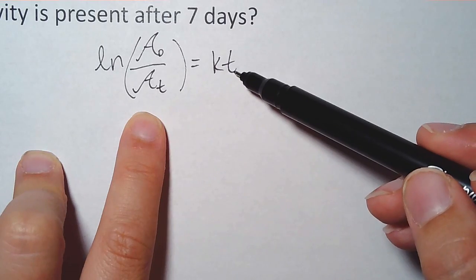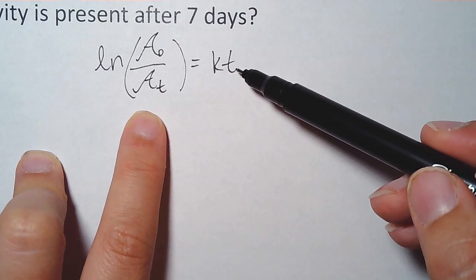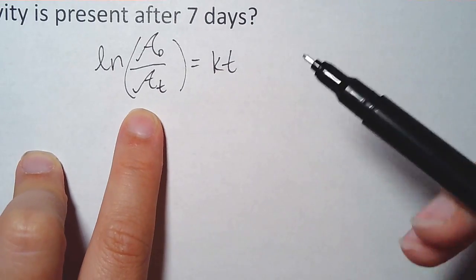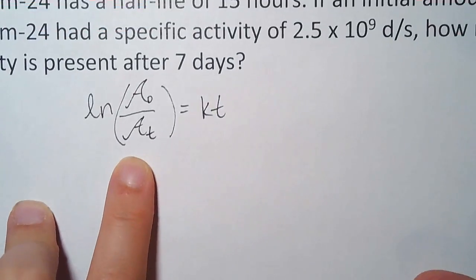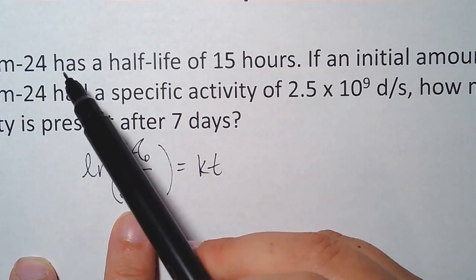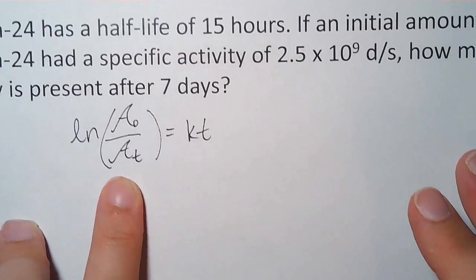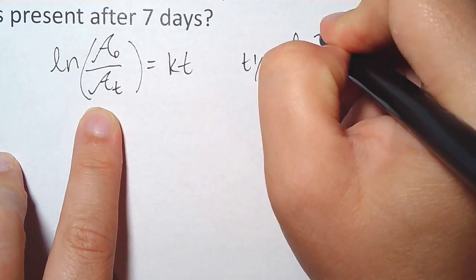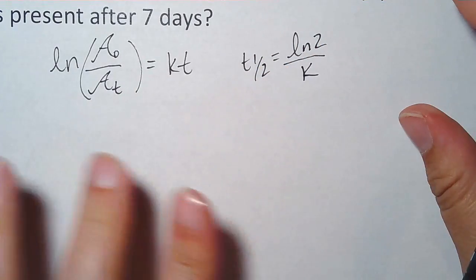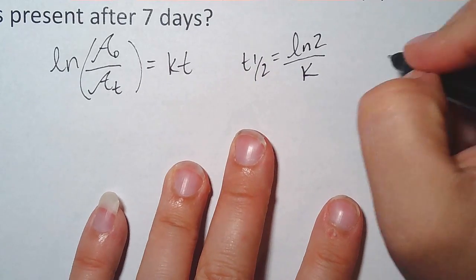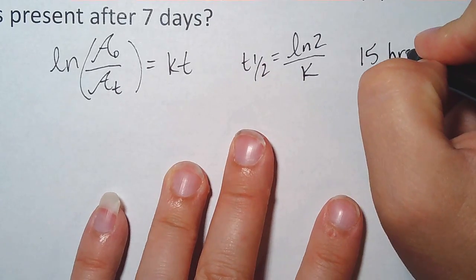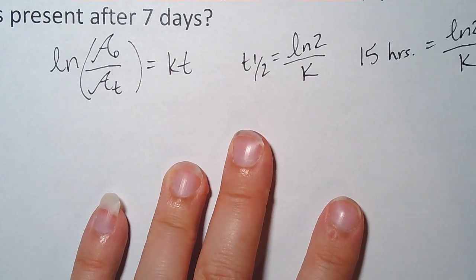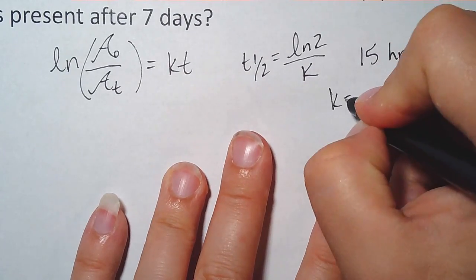So not only do we need to find a t, we have to find k first. And how are we going to find k? Let's go back to the first sentence. It told us the half-life. Remember half-life for first order is ln of 2 over k. So since I know the half-life is 15 hours, I can calculate k. So we're going to do that first.